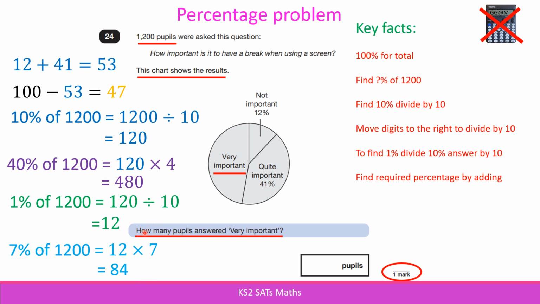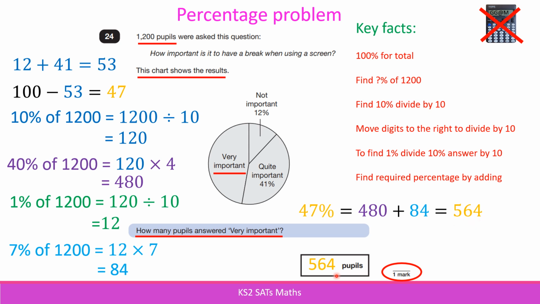Now, the question says how many pupils answered very important. So we know very important was 47%. So we've got a 7%, which is 84, and we have got a 40%, which is 480. So if I add together 480 plus the 84 we got before, then that will give me my answer for 47%, which is this gap here, what is very important. We've got a 4 on the end, so that's nice and easy. I've got an 80 plus an 80, which is 160, so we've got a 6 in here. 400 plus the 100 gives me the 500, so I've got 564.